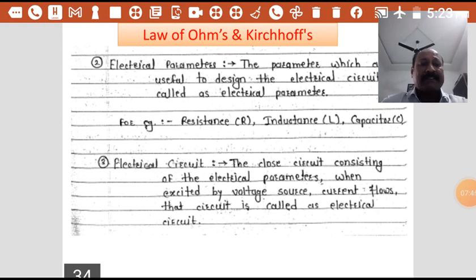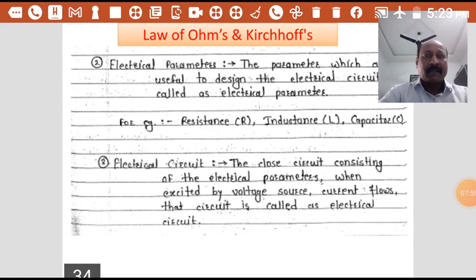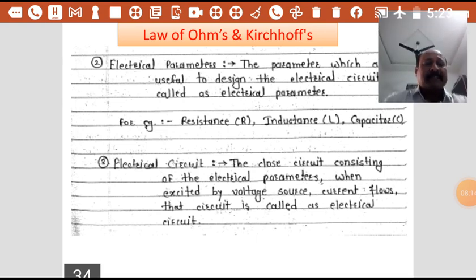So what is the electric circuit? It doesn't mean only the interconnection of the electrical parameters. What is the requirement? Interconnections of the electrical parameters, as well as the voltage source. At the same time some current must flow through that circuit. That circuit is called an electric circuit. Otherwise, the circuit may differ. Sometimes it is an open circuit, if the current does not flow.